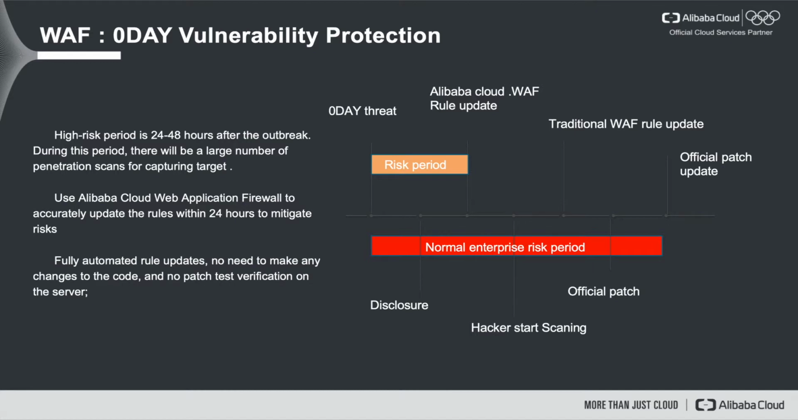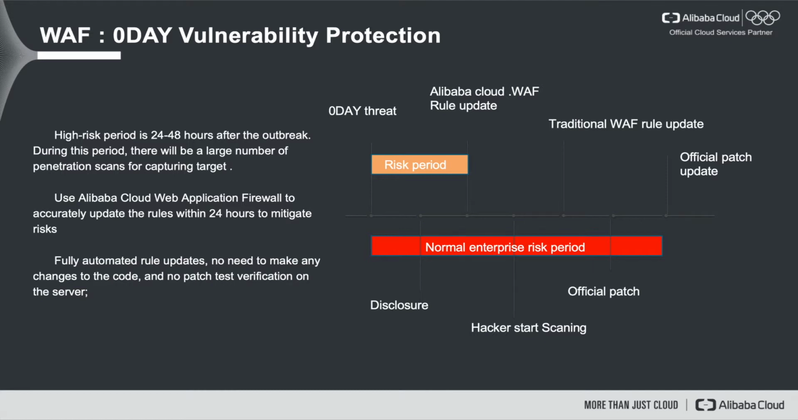What is a zero-day vulnerability? A zero-day vulnerability is a software security flaw that is known to the software vendor but doesn't have a patch in place to fix the flaw. It has a high potential to be exploited by cyber criminals. When the zero-day threat is discovered or released, the high-risk period for the security incident is mostly within 24 to 48 hours after the outbreak. During this period, there will be a large number of penetration scans for capturing target. Those zero-day vulnerabilities can be mitigated by using Alibaba Cloud Web Application Firewall.